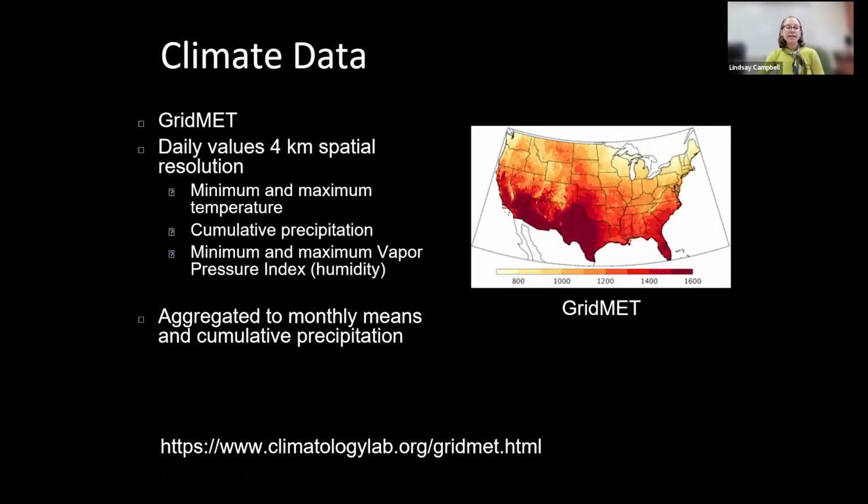Here you can see the distribution of these monthly mean numbers of mosquitoes per trap hour across each of the locations. Next, we accessed daily climate data from GridMet, at a 4-kilometer spatial resolution. We downloaded minimum and maximum temperature, precipitation, and vapor pressure index values, which are a measure of humidity. Then we aggregated these to monthly means and cumulative precipitation to match the same monthly unit that we had with the mosquitoes.